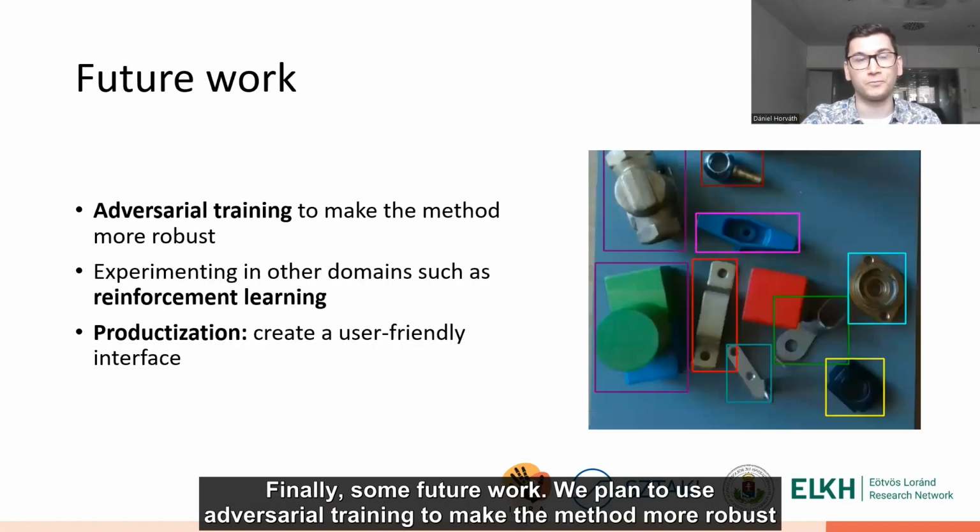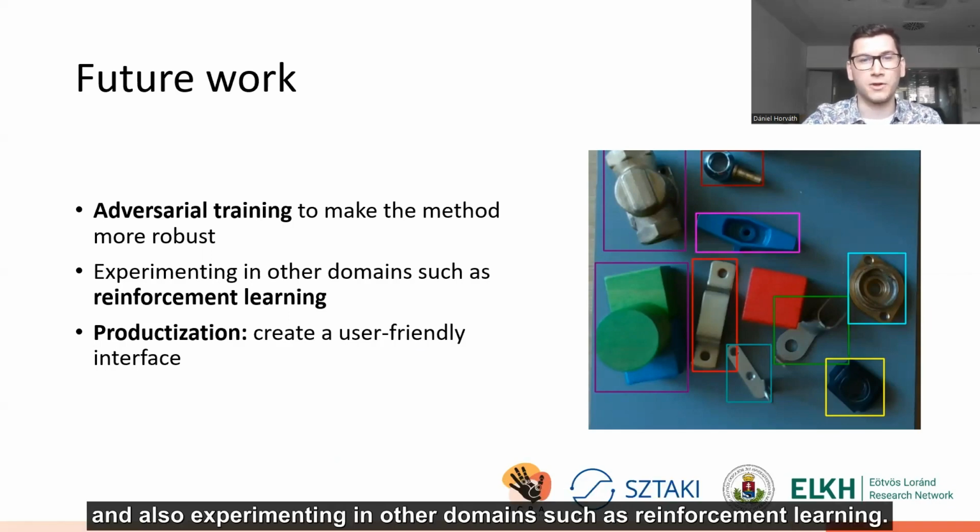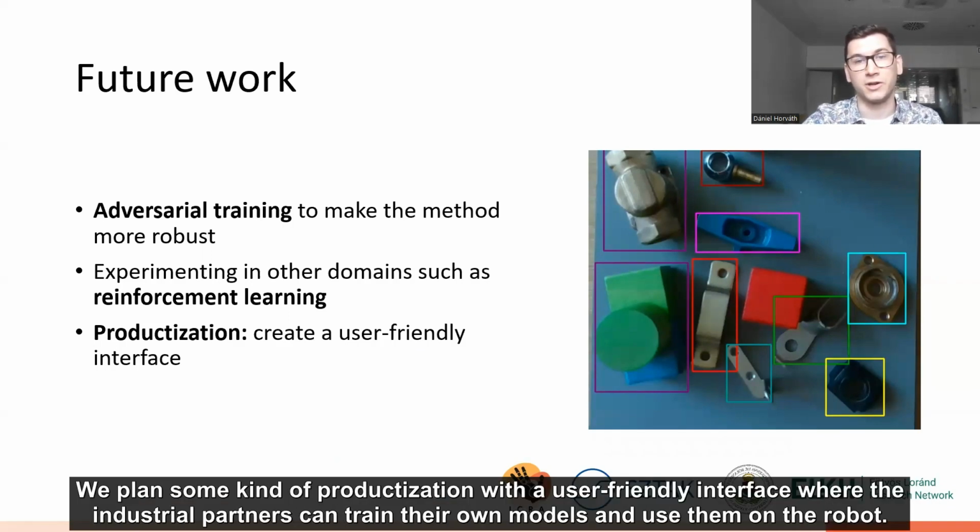And finally, some future work. We plan to use adversarial training to make the method more robust, but also to experiment in other domains such as reinforcement learning. And we also plan for some kind of productization, so that there would be a user-friendly interface where industrial partners can just train their own models and use them on the robot.